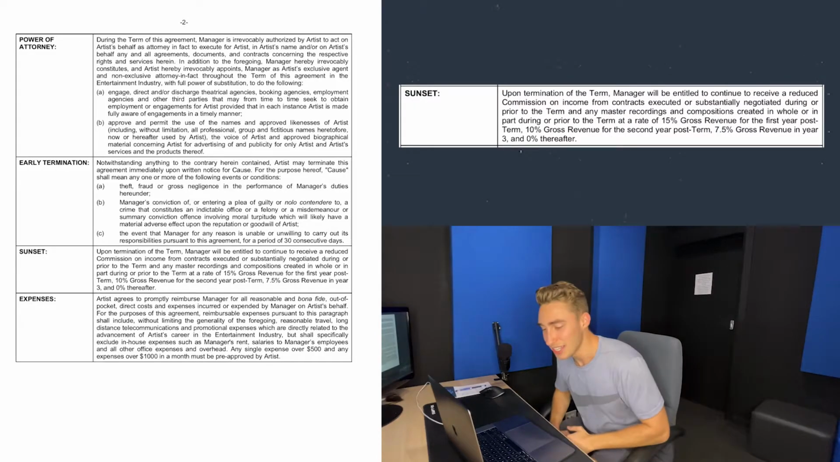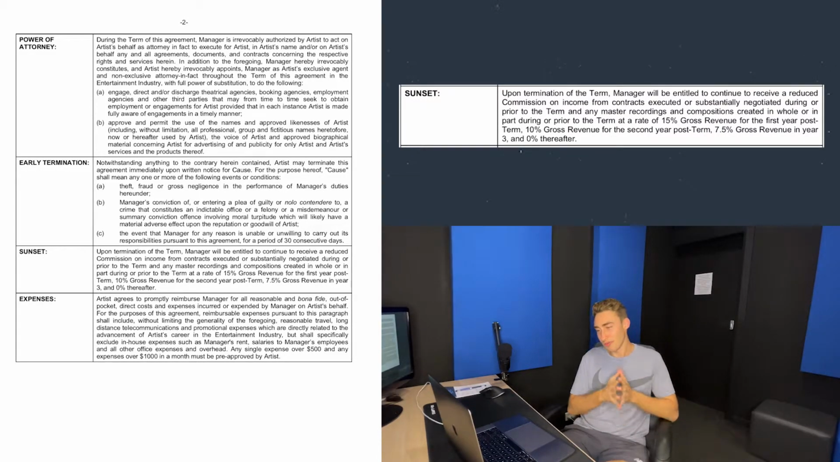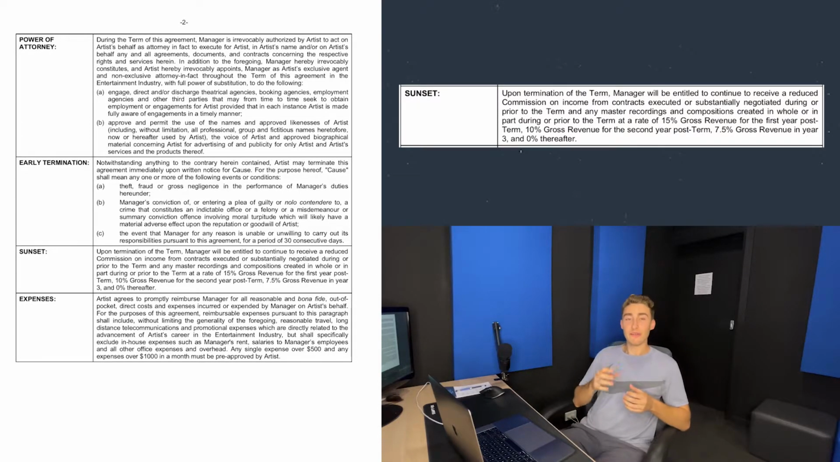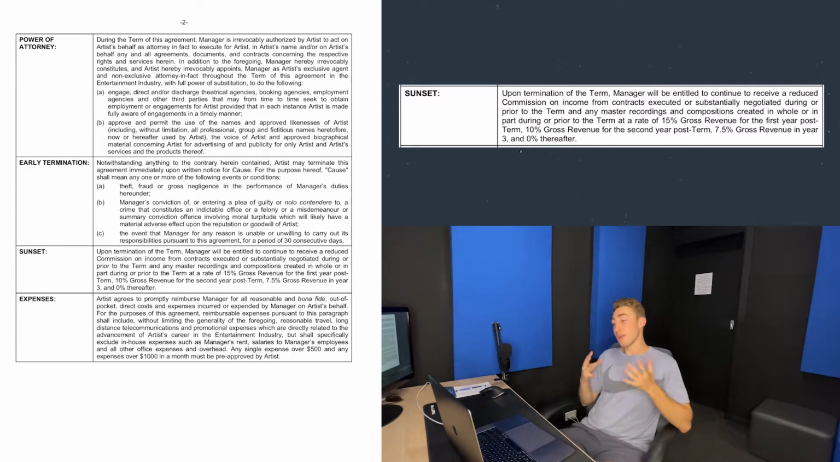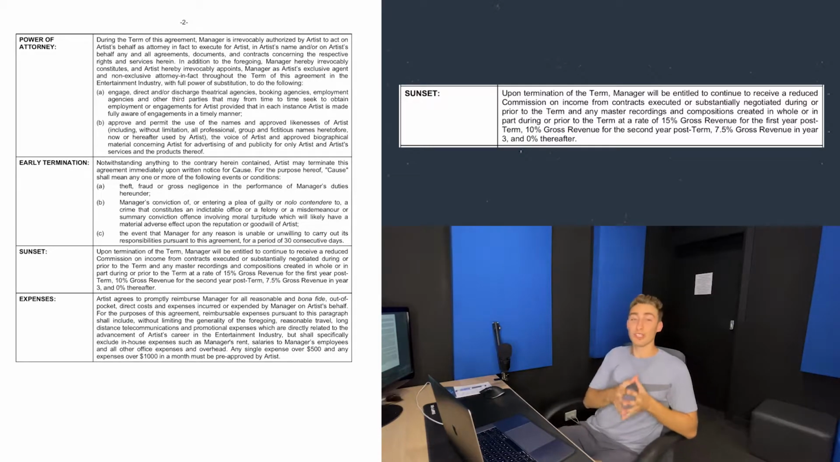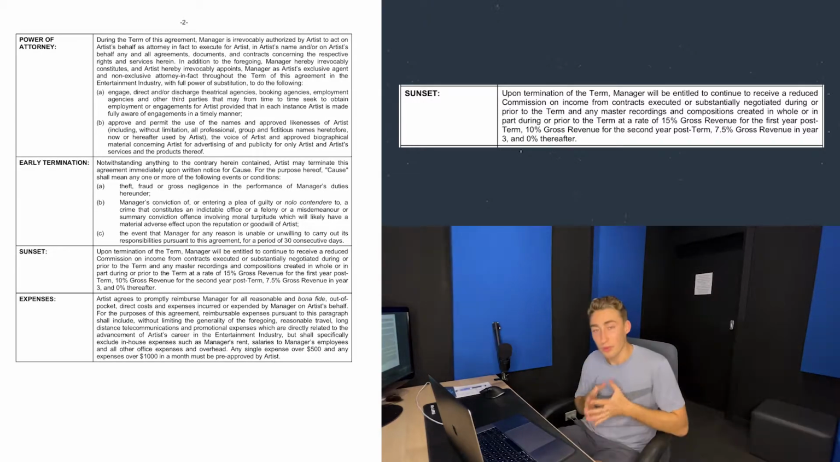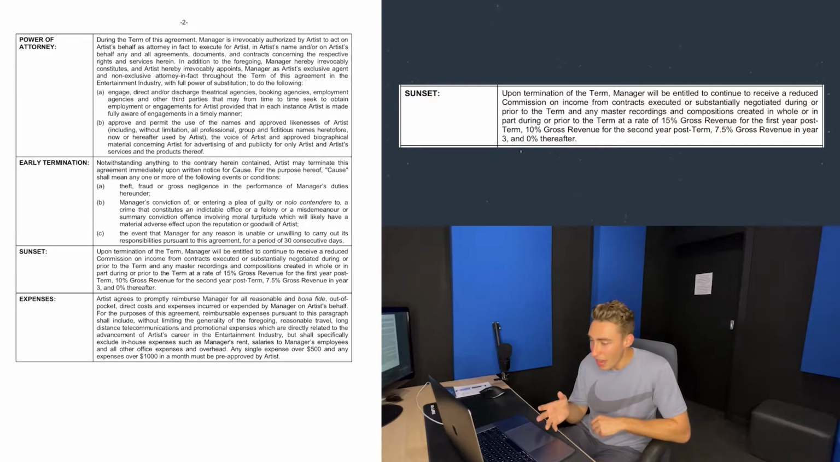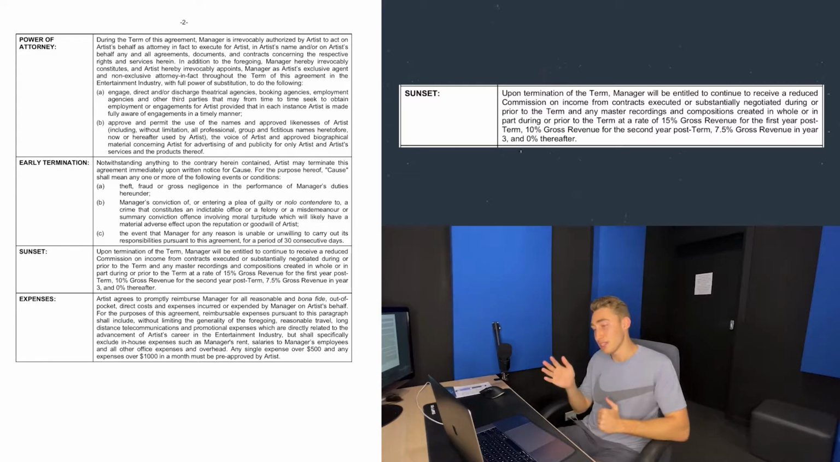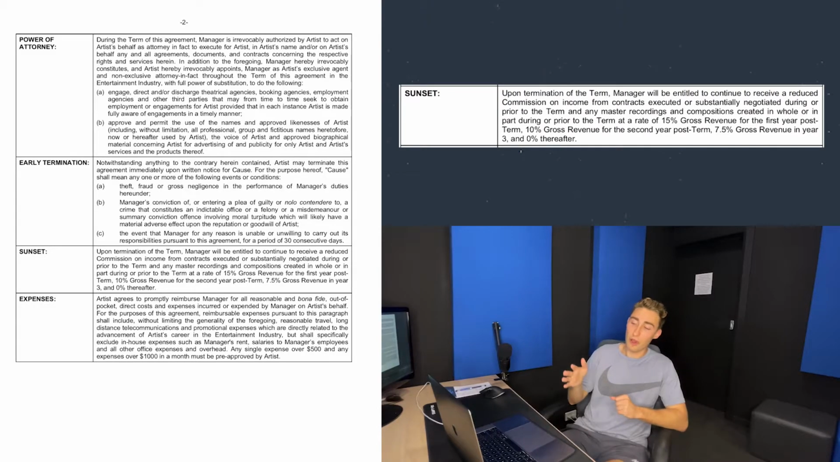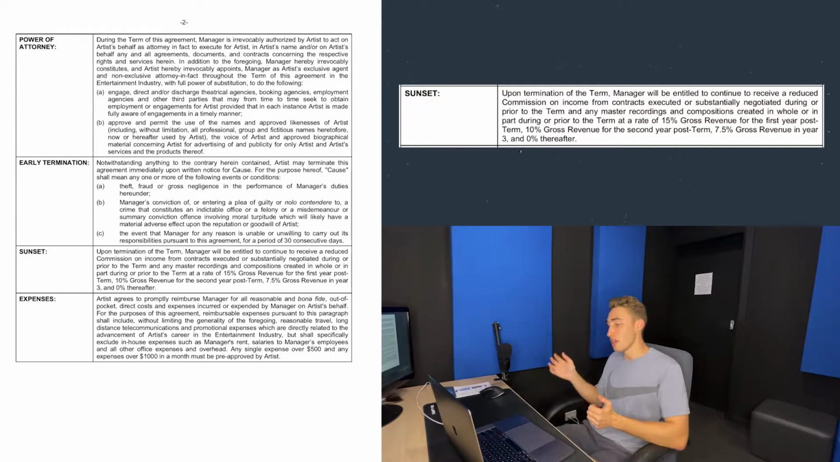Now, the next section is the sunset clause. So, the sunset clause are in artist management contracts to ensure that in the event that the artist decides not to extend or renew the contract, or for whatever reason the contract is terminated, that the manager still does receive their fee for a certain period of time after the end of the contract. Within this contract, the manager is able to receive a 15% rate of gross revenue for the first year, 10% for the second, 7.5% for the third year, and then 0% thereafter.